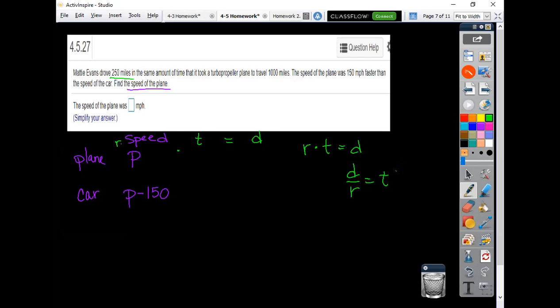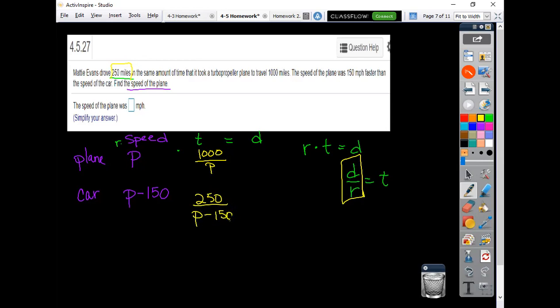So if we write our two equations in this form, then we can set them equal to each other because it's the same time for both of them. We don't know what that time is, but it does say it's the same. So I'm going to do distance over rate, and my distance for the plane was 1,000 over my rate for the plane, we said we're going to call that P. And then my distance for the car is the 250 over the rate for the car, which is P minus 150.